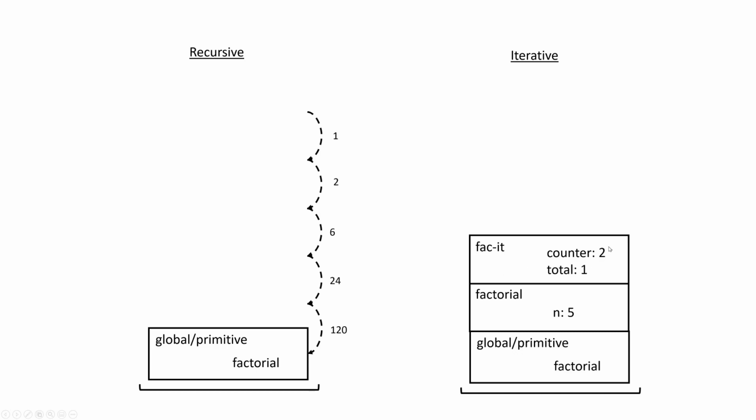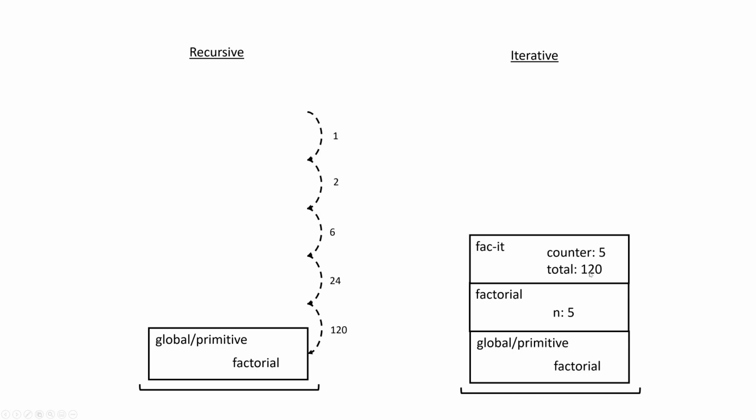And the same thing happens. We say, okay, well, counter becomes counter plus 1, and total becomes total times counter. So get rid of this and replace it with the next one. So we have the next values. And we do that again, and again, and again, till eventually we reach our base case.